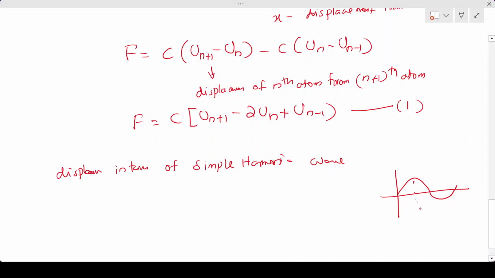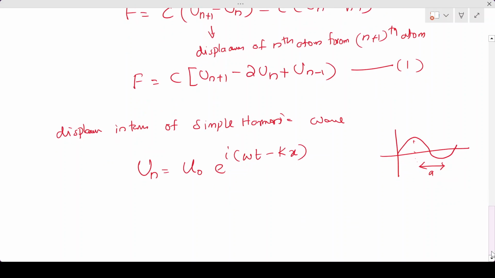If I mark this particular distance, it is our a. You can see that this simple harmonic wave will be u n is equal to u0 e raised to i omega t minus kx. Here you can represent the equation like this, and u0 is the amplitude of this particular wave, and omega is the angular frequency, or frequency of vibration.